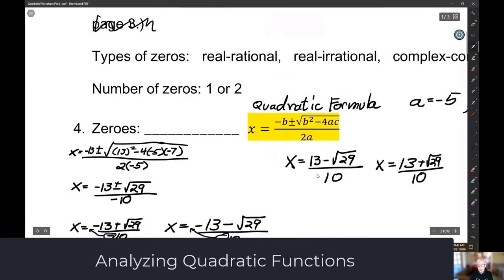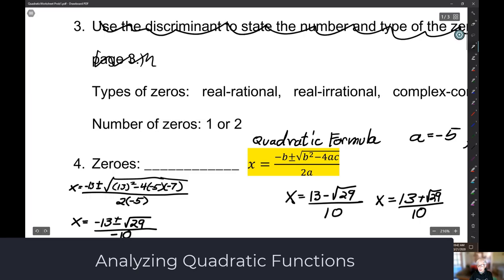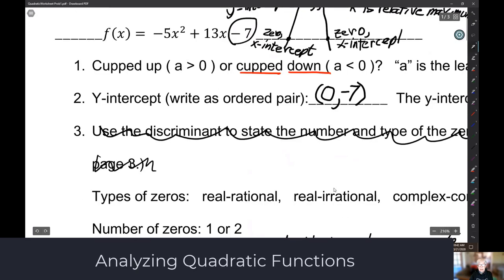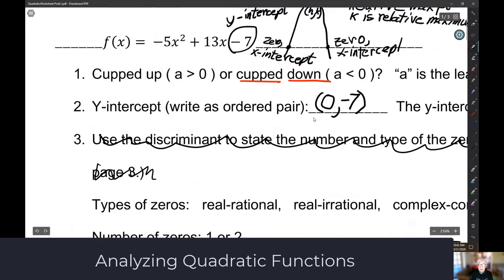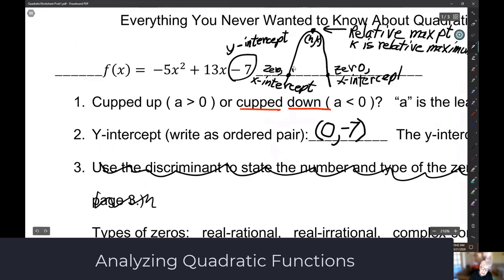And if you must know, this one, the one with the minus sign in the middle, is going to be the one on the left. So this is going to be 13 minus the square root of 29 over 10. And this one is going to be 13 plus the square root of 29 over 10. And I know that because a positive number minus any number is going to be smaller than a positive number plus a positive number.